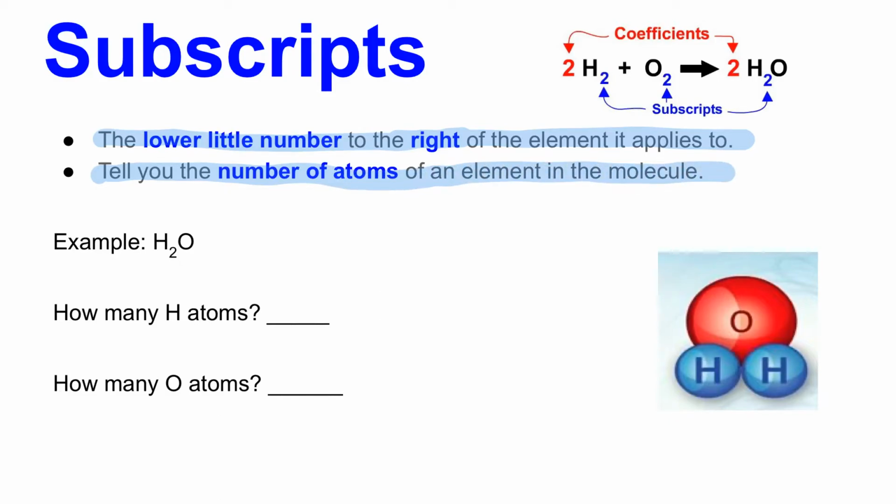So for example, in H2O, how many hydrogen atoms are there? Well, I see this 2, and it only pertains to the thing that comes right before it. So there are 2 hydrogen atoms. And how many oxygen atoms? Well, here there's no subscript, which means that we imply that it's 1, and so there's 1 oxygen atom.